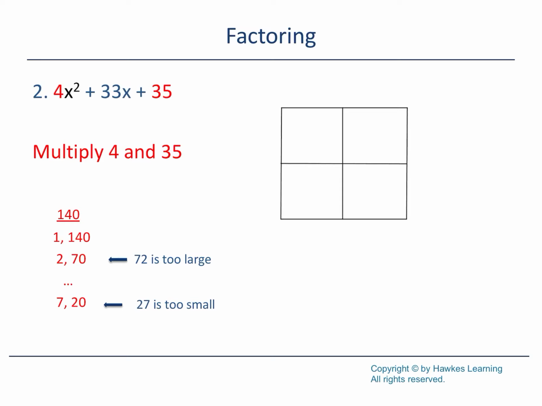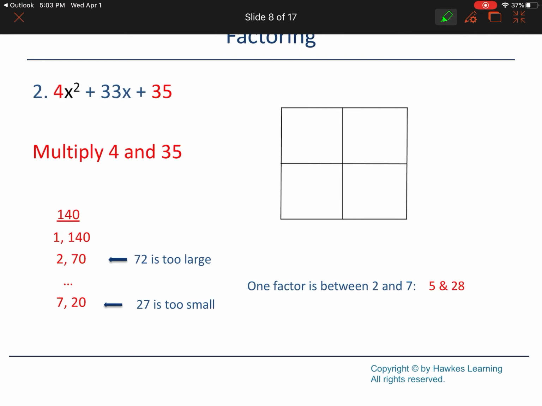So I don't have that many to try, right? 3 doesn't go into 140. 4 would go into 140, but 5 would go into 140, and 6 doesn't, right? So I would just try looking at those numbers in between there. That's where I'm going to find it. And sure enough, 5 and 28, they add up to 33. And 5 times 28 is 140, right? So that's kind of how you're looking for them.